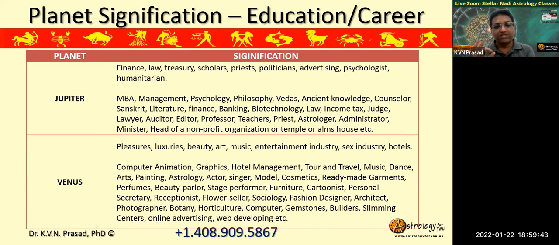Okay. Next is Venus. Venus means luxury, pleasures. That is the thumb rule. And next is the art field. Art means not just drawing, right? We say 64 types of art, right? All that Venus is responsible for.